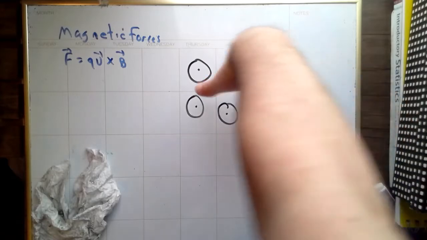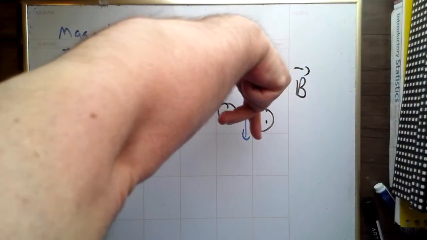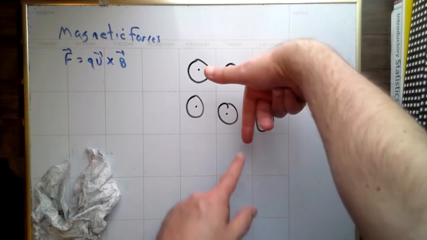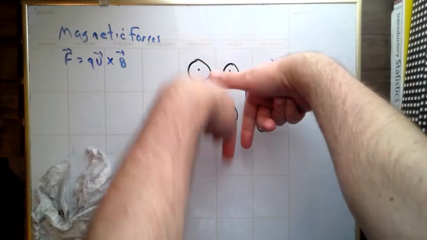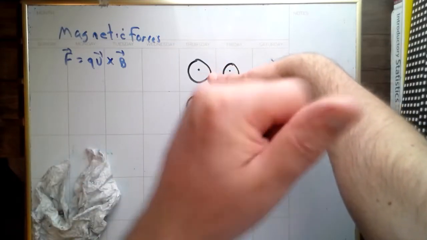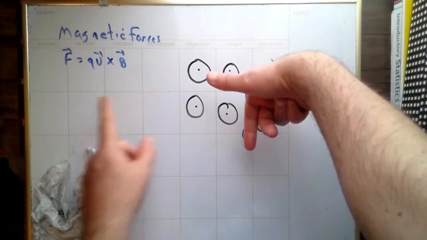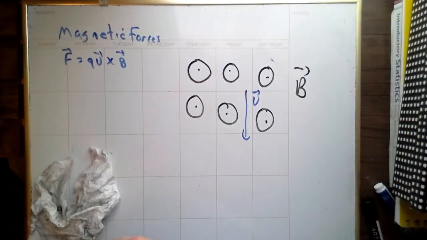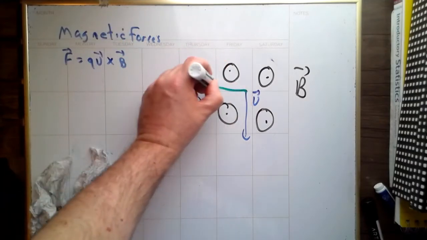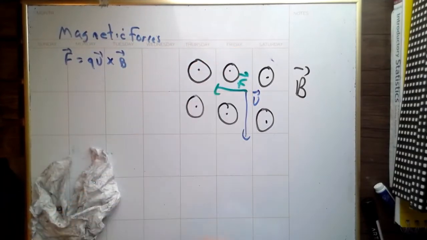So I got the V. I don't know where my middle finger is going to go. It needs to line up with B. Oh, there it is. B is coming out like this. So V is down that way. B is out towards your eyeballs. Then my thumb is the final third one, F. That will point to the left. So my vector F, the magnetic force, will be to the left. These are all perpendicular, or let me say this, F is perpendicular to both V and B.